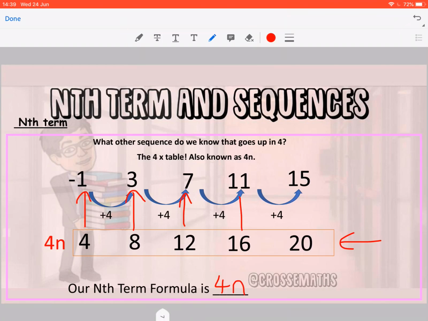How do I get from my 4 times table to the numbers I've been given? If you look at each one, it's exactly the same every single time. So it's going to be 4n. Every single one, you take away 5 to get to the number you're after. Pause the video, write that down for me. Right, hopefully that's written down.